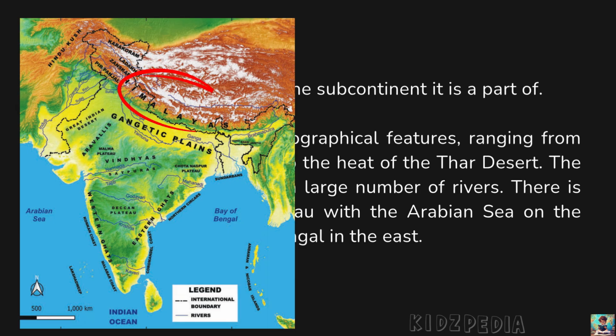In the north, we have the snow-covered Himalayas, while in the west, there is the hot and dry Thar Desert. Between these, there are fertile plains which are watered by many rivers. These rivers help in farming and support life. In the southern part, there is a peninsular plateau which is surrounded by water, the Arabian Sea on the west and the Bay of Bengal on the east. So, India has a wide variety of landforms making it very diverse.